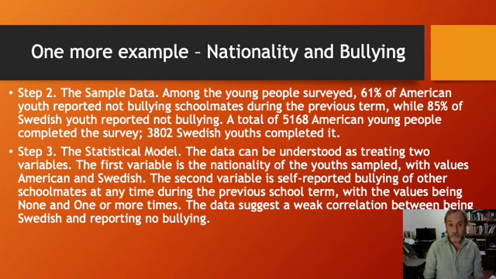Okay, so what's the statistical model here? What are the variables? What are the values of the variables? Well, here we've got 2 variables, right? We have the nationality, the 2 values being American and Swedish. And we've got another variable which is self-reported bullying, values being none, no bullying at all, or 1 or more times of bullying in the last term. And the data, once you work it out, there will be a weak correlation between being Swedish and reporting no bullying. Again, in step 5, we'll do the math here.